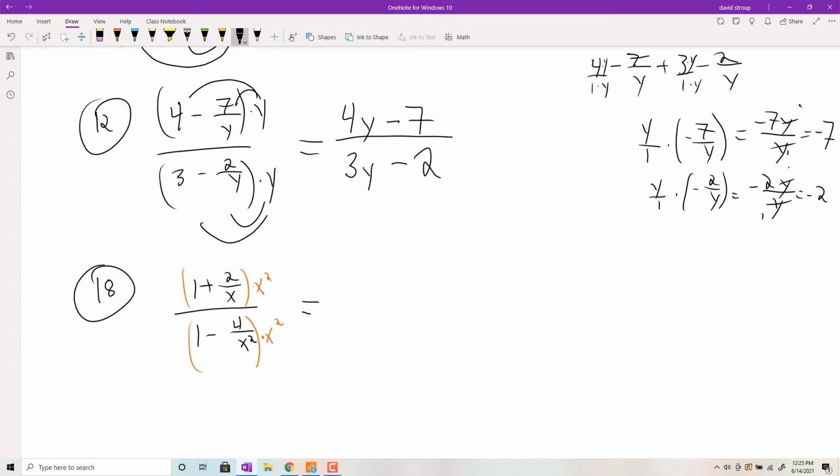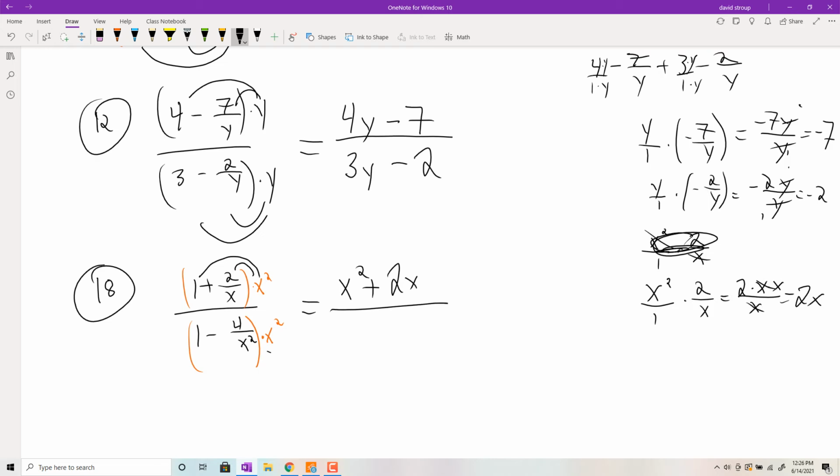Okay, so on the top, when you distribute this, x squared times 1 is just x squared. And then x squared times 2 over x, if you think about it over here, x squared is really x squared over 1 times 2 over x. X will go into x squared, or if you're rather doing the factoring, so let's be consistent with how I've taught you, 2 over x. This will equal 2 times x all over x. And then one of the x's will cancel, and you're just left with 2x. Right?